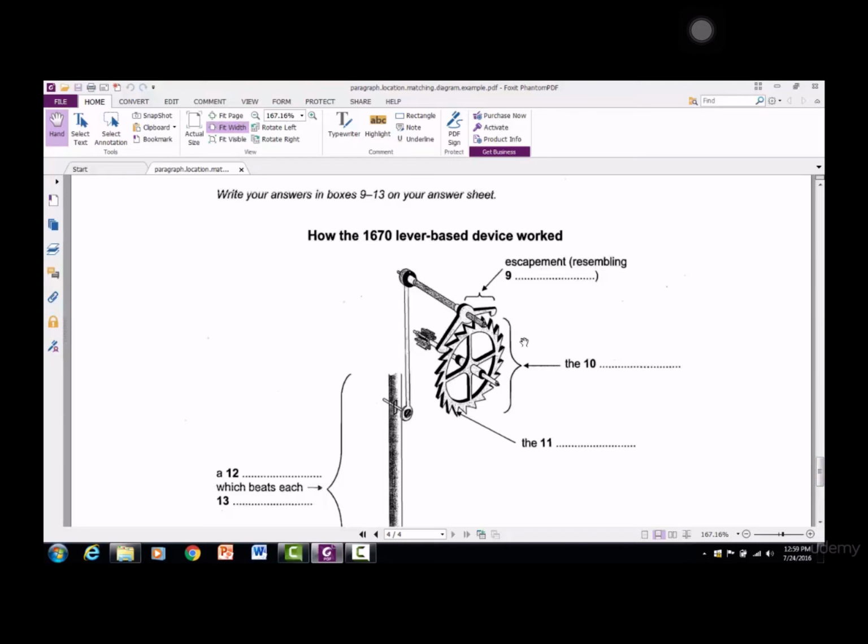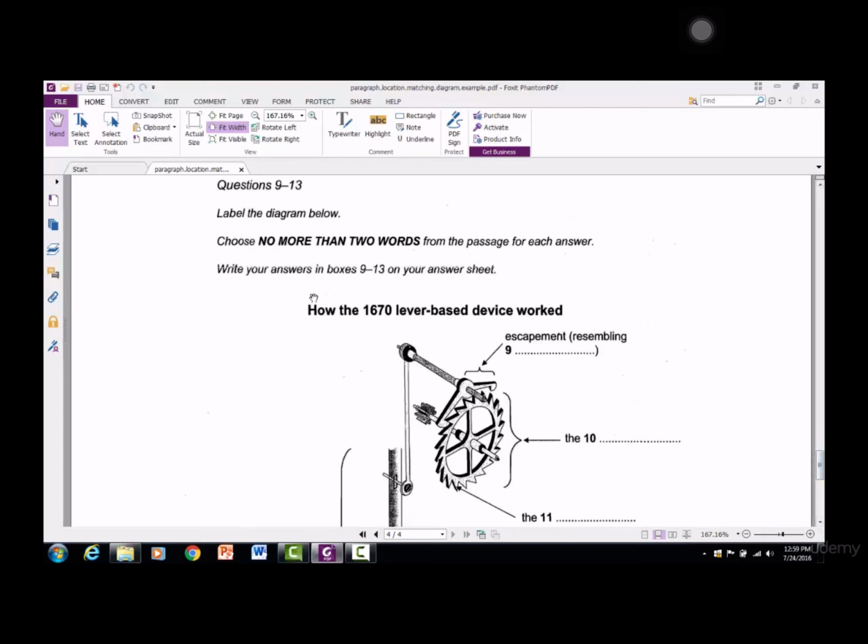Number 10 has to be a word. Let's look at our directions. How many words can we write? No more than 2 words. Directions say no more than 2 words. We can write 2 words or 1 word. Can't write 3.